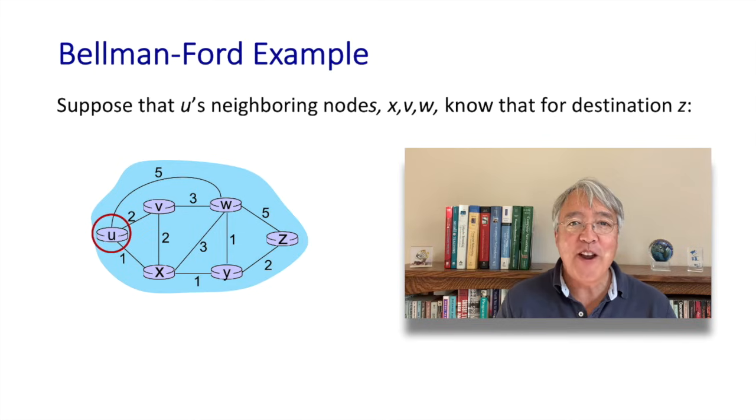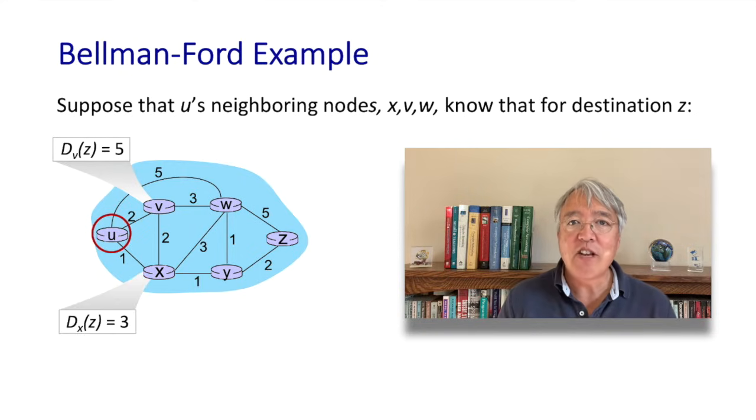Well, probably the best way to understand Bellman-Ford is to take a look at an example. So let's do that in the context of the network, which you'll recognize. We're going to look at a source node U and a destination node Z. And notice that U has three neighbors, V, X, and W. And here's what the neighbors know. Neighbor V knows that it can reach destination Z with a cost of 5. Neighbor X knows that it can reach destination Z with a cost of 3, and neighbor W knows that it can reach destination Z with a cost of 3. So that's what the neighbors know.